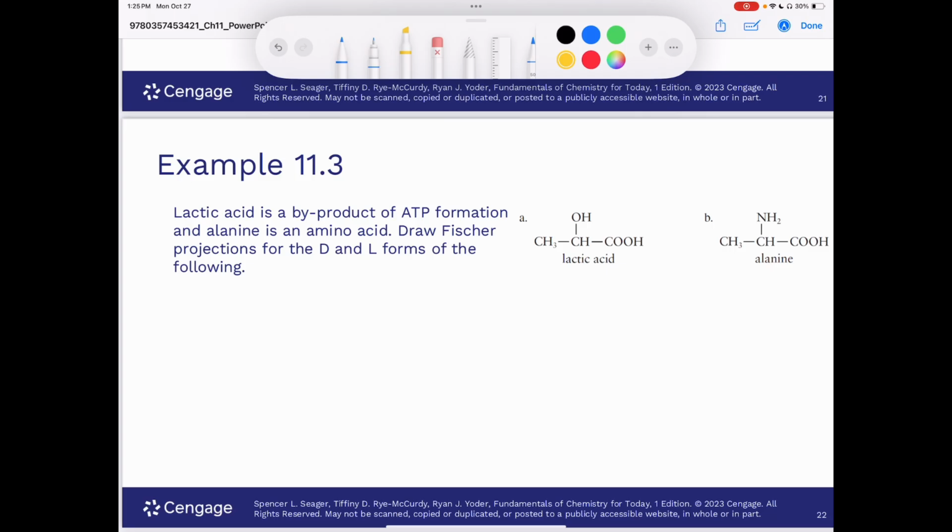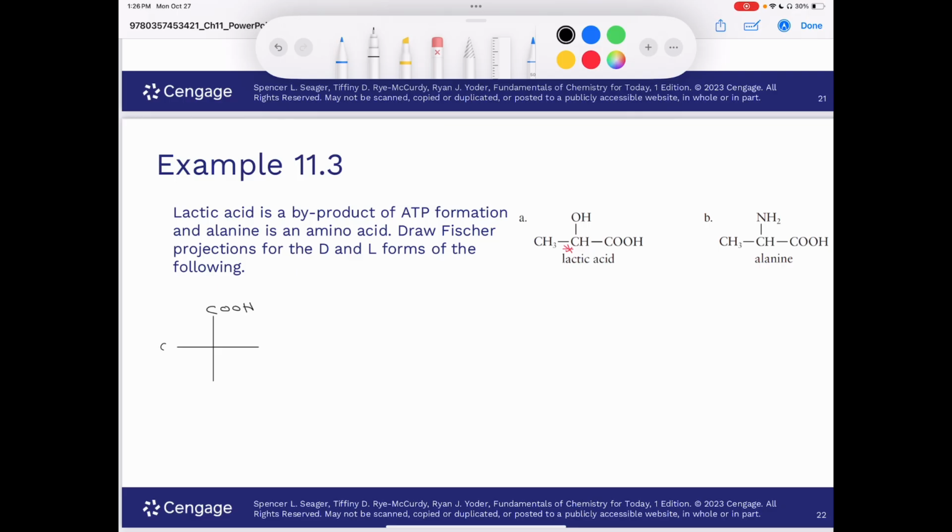Okay, so lactic acid is a byproduct of ATP formation, and alanine is an amino acid. Draw Fisher projections for the D and L forms of the following. So we have lactic acid, we want to draw the D and L form, and then we have alanine, and we want to draw its D and L form. So we'll start with the lactic acid. This is the chiral carbon, this one right here, and there's a total of three carbons in the molecule. So what we'll do is we'll draw something like this and something like this. So there's no aldehyde in the molecule, but there is a carbonyl in a carboxylic acid. So we're going to put the carboxylic acid at the top.